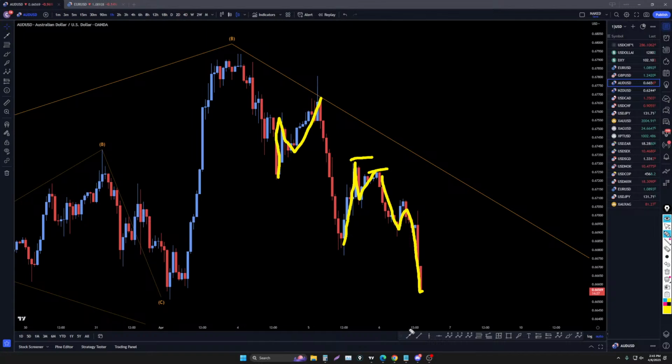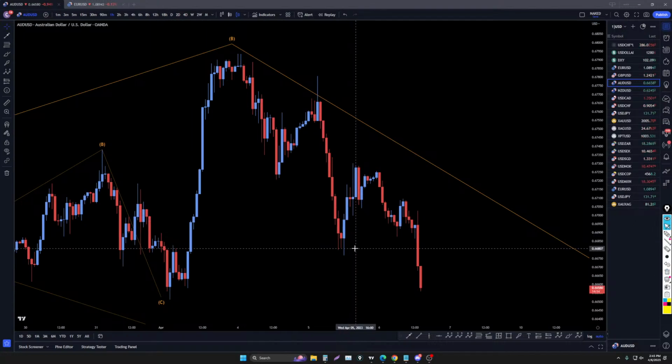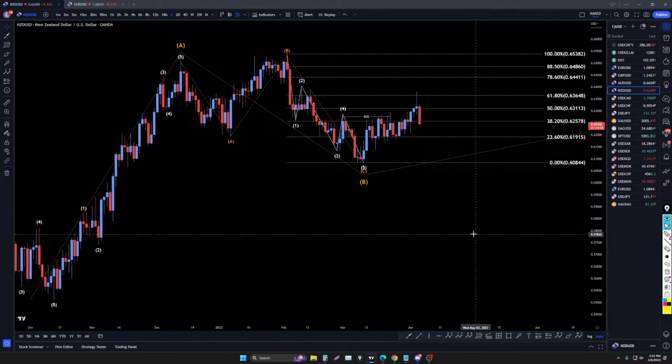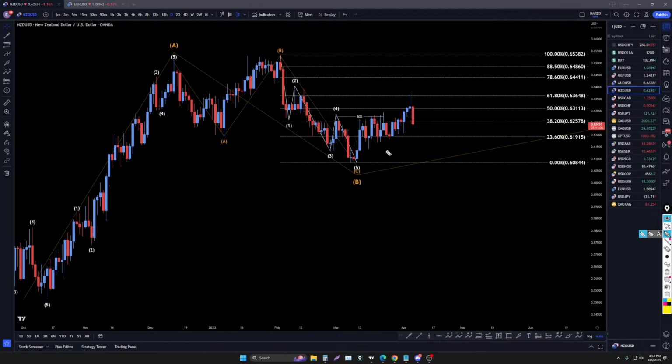I don't think that we're even close to being done. There's no structure break yet, so there's no reason to think that this move down is over. It's probably going to keep on going down. Probably is still going to be like a final wave of this move, but I do believe it is going down. So that means that the Kiwi dollar is probably doing exactly the same thing.